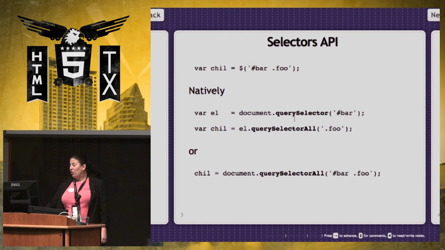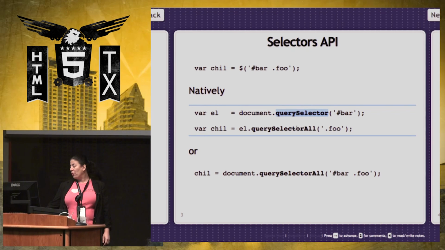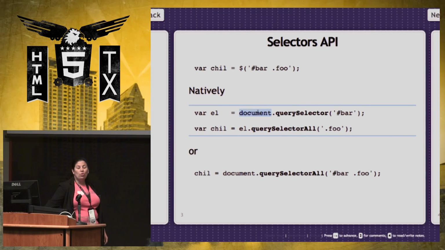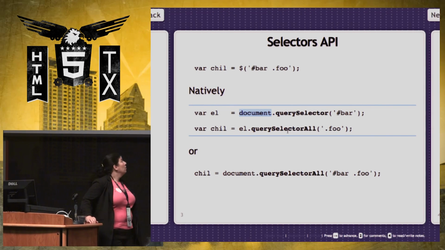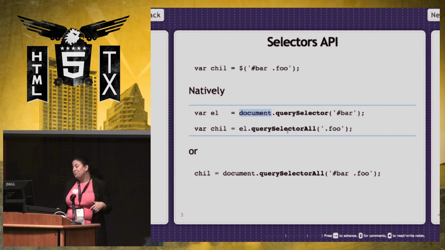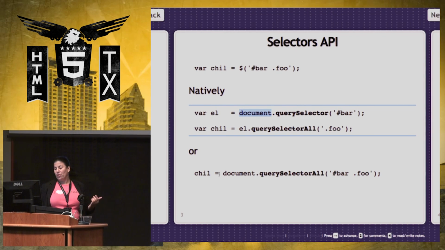So the selectors API. It's very simple. Document, query selector, or query selector all. You can either do it on the document, or you can find a DOM node here. We did var l equals document.querySelectorAll. We put a selector in there. #bar is the ID of the element bar. And then we use that here as element query selector all foo. What's the difference between the two? One, the query selector gets the first one that it finds. Query selector all retrieves all of them. You could also just do this. Children is document query selector all bar foo.